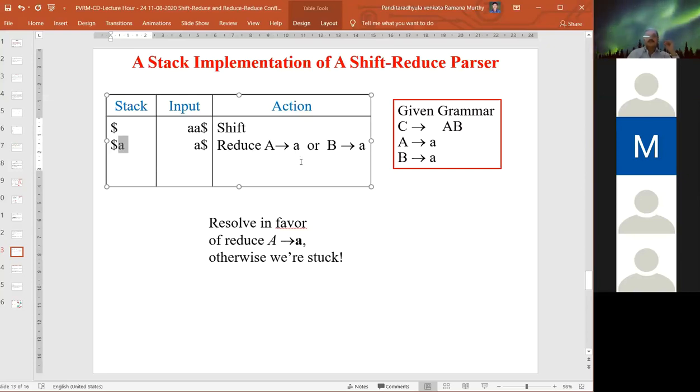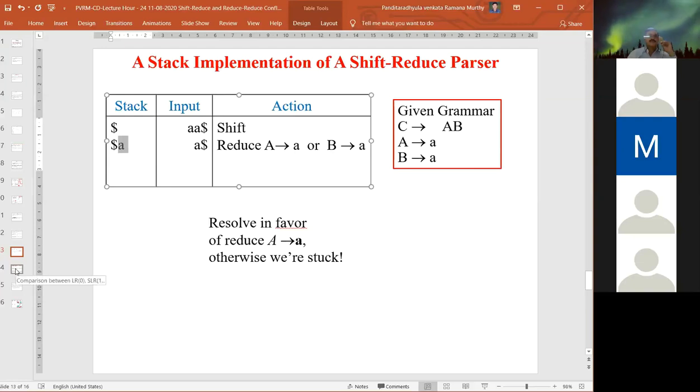Now we need to know whether we should replace this a with A or replace it with B. The only thing is, if we have a given grammar C derives AB, finally we need to get AB on the top of the stack. We have the rules A derives a and B derives a. If and only if the first symbol on the top of the stack is A, then we can shift a onto the top of the stack, then we can replace it with B. Then only we can get AB on the top of the stack. Otherwise, we'll be stuck.